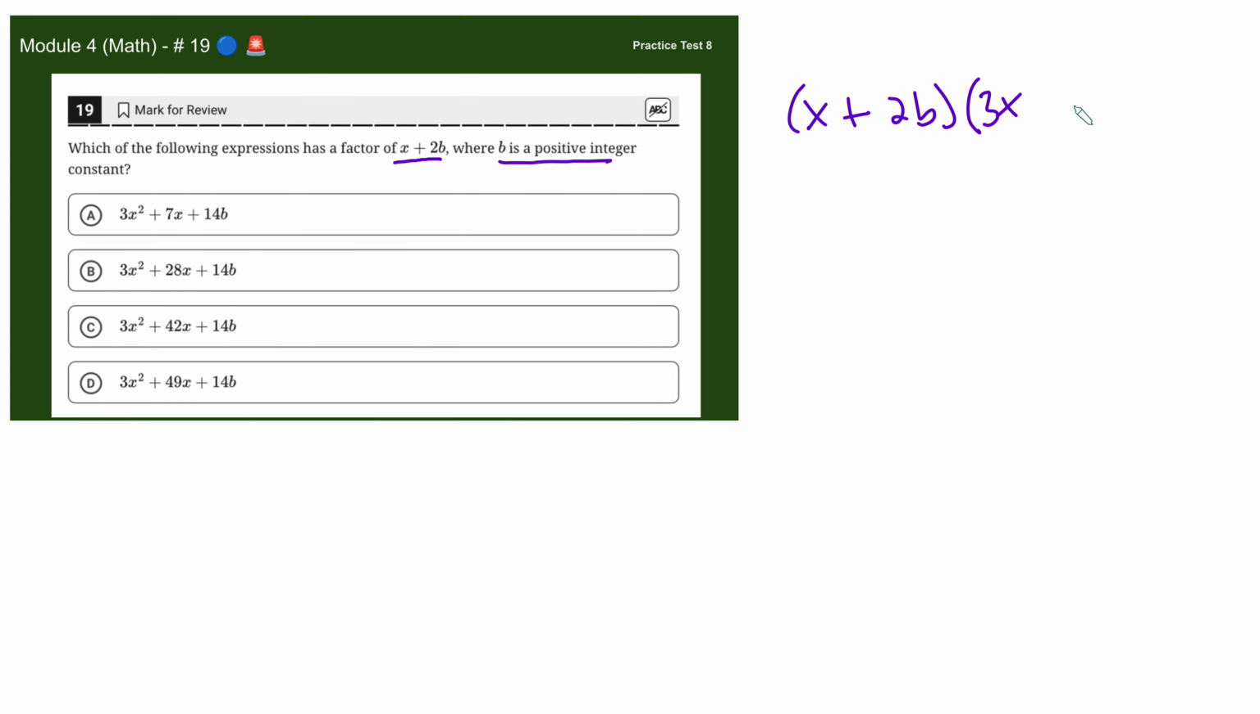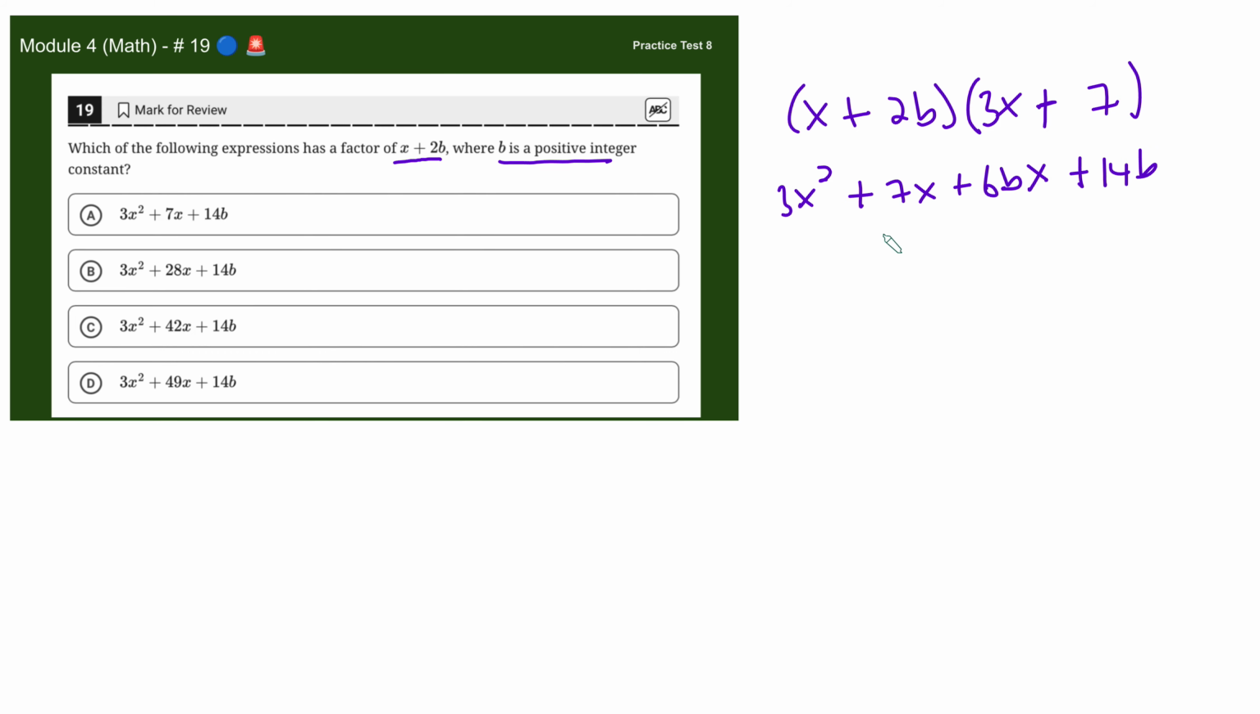Okay, so this has to be, well, if this is 2, if we think of FOIL, our last has to go right here. That has to be 7. And because all the terms are positive, this has to be positive as well. Okay, so let's double check, make sure we got this right. So we have our first, which is 3x squared. We have our outside, which is 7x. We have our inside, which is 6bx. And we have our last, which is positive 14b.